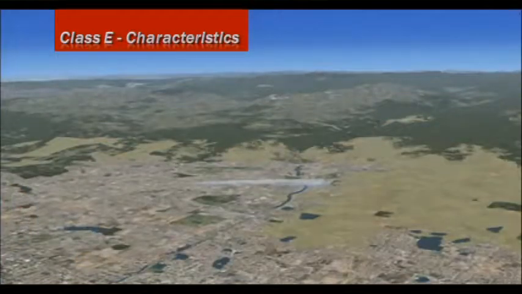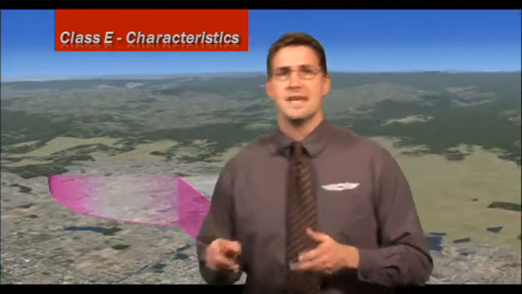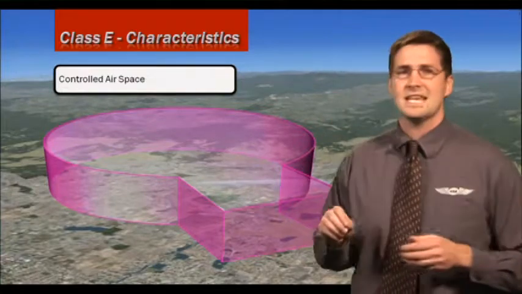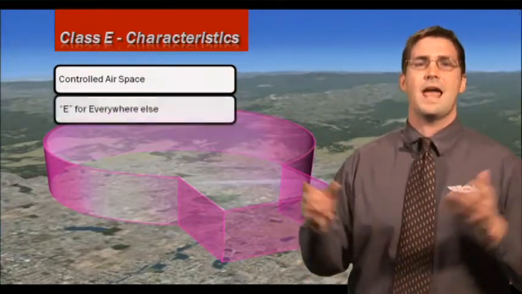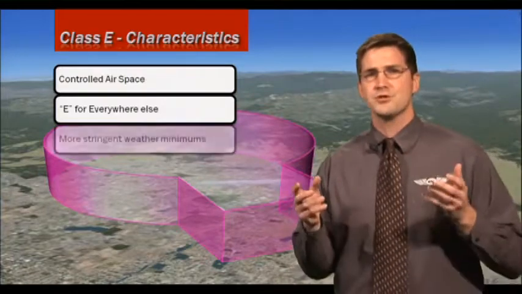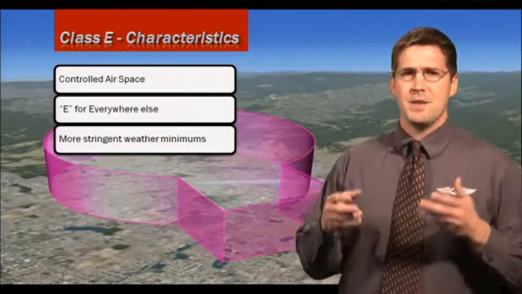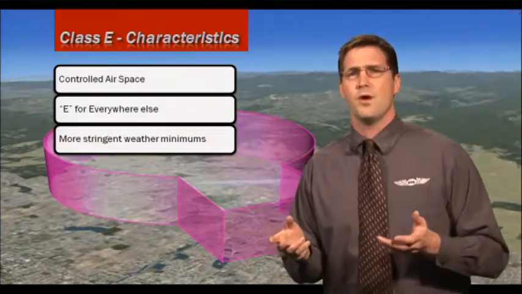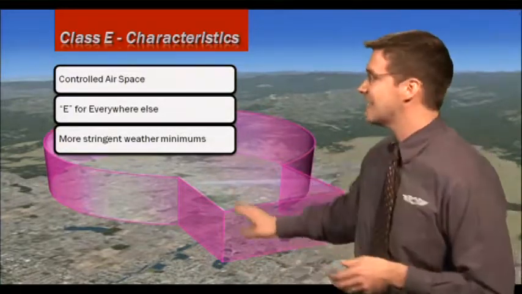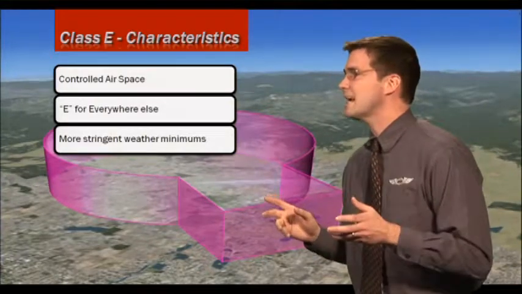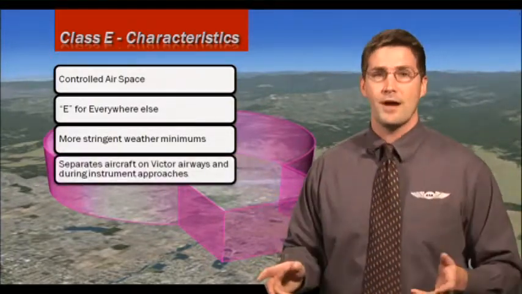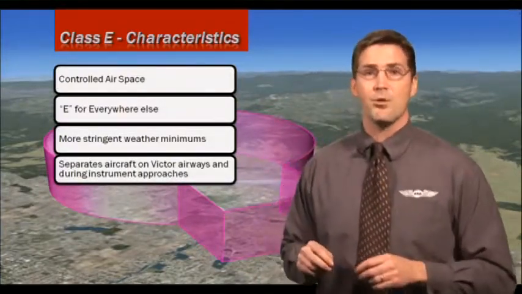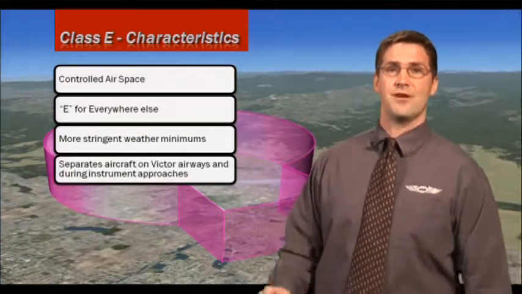The next type of airspace is Class E controlled airspace, and it's controlled airspace as you can see right here. You can think of the E in Class E as meaning for everywhere else. There are more stringent weather minimums in Class E airspace, and there's a good bet that except when some remote areas are near a city, if you're flying above 1,200 feet AGL, you're in Class E airspace. Class E airspace is used primarily to separate IFR and VFR aircraft on low-altitude Victor airways and around airports when the weather doesn't meet basic VFR minimums.